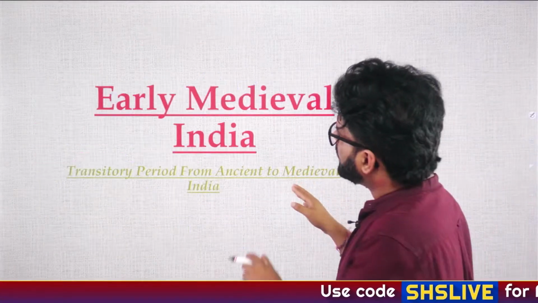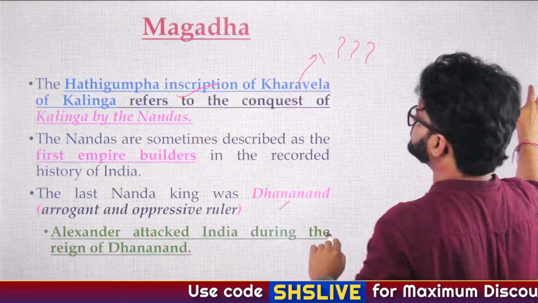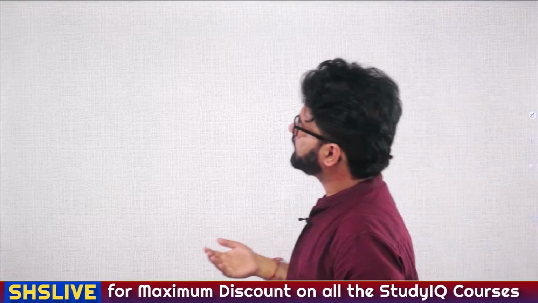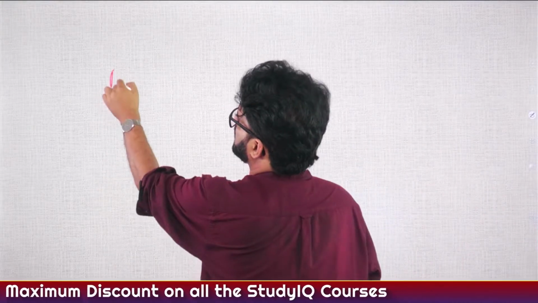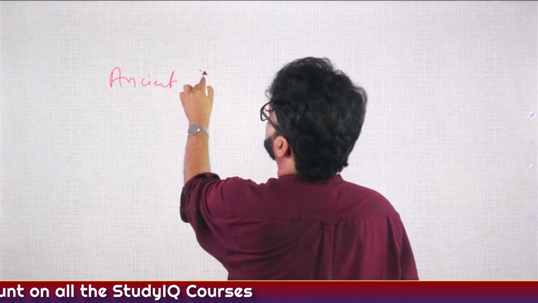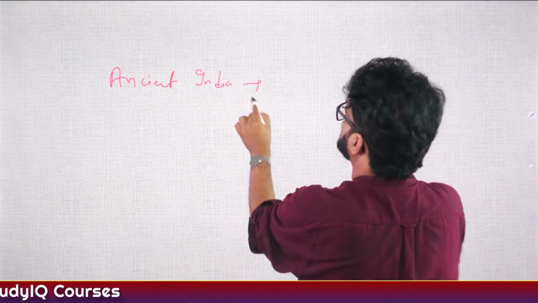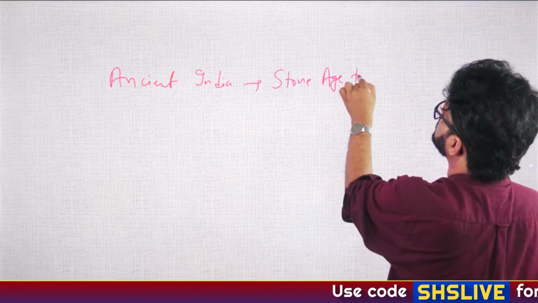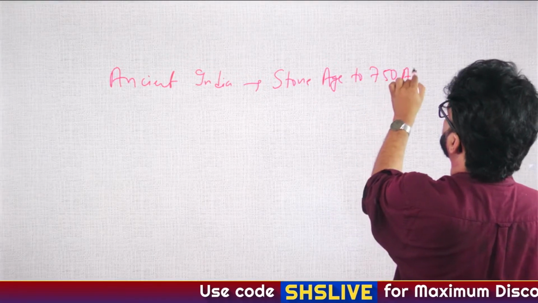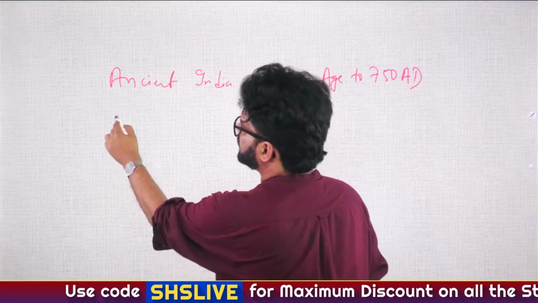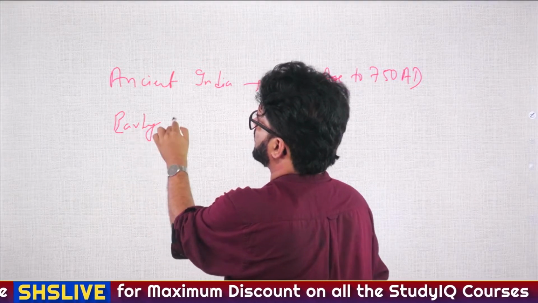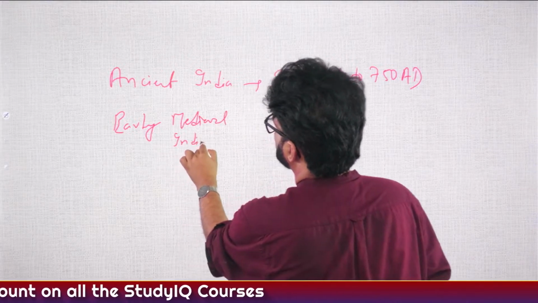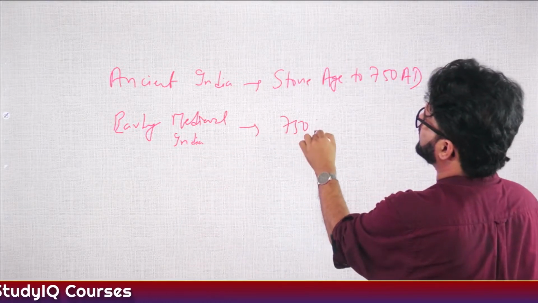So we have to talk about early medieval India. If we go back to what we have discussed earlier, we talked about the chronology. When we were talking about ancient India, we discussed that ancient India starts from the Stone Age to 750 AD. And then the current topic which we are discussing is early medieval India, which is 750 AD to 1200 AD.